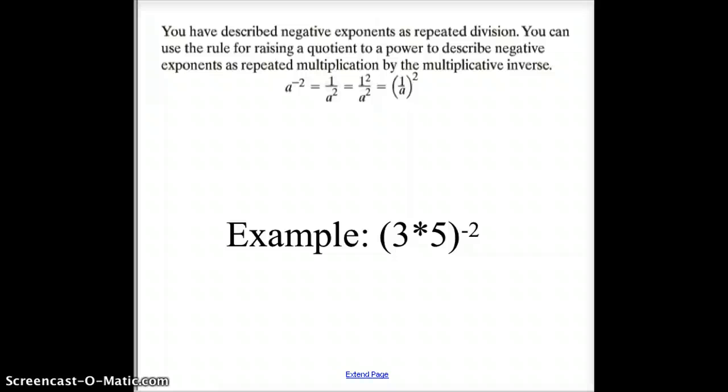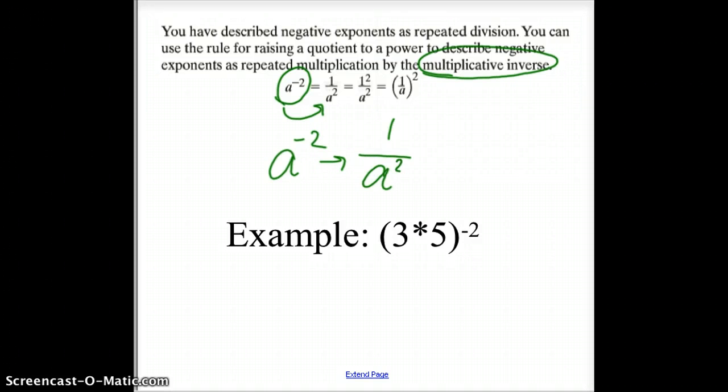All right, last thing I'd like to show you before we move on to the questions. If I have something raised to the negative power, this is what we do. Last chapter we learned that any negative exponents, we can rewrite them as a positive exponent by using the multiplicative inverse. So a to the negative 2, I can make positive by putting it on the bottom, and that negative 2 becomes a positive 2. So just keep that in mind when we go to solve this example.